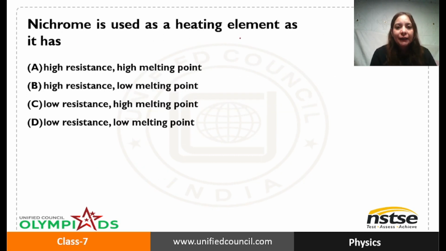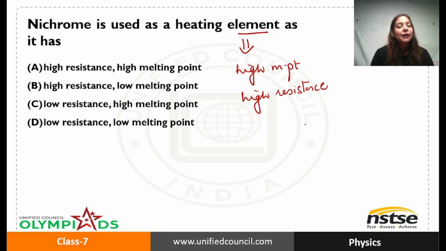Okay, another question. Nichrome is used as a heating element as it has. We have already discussed that nichrome is used as a heating element because a heating element has certain properties. It should have a high melting point so that it doesn't melt at high temperature. It should have high resistance so that more and more electric energy is converted into heat and light. And also it should have a high value of coefficient of linear expansion.